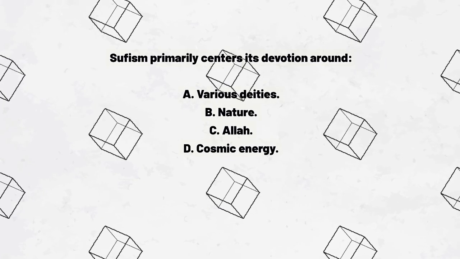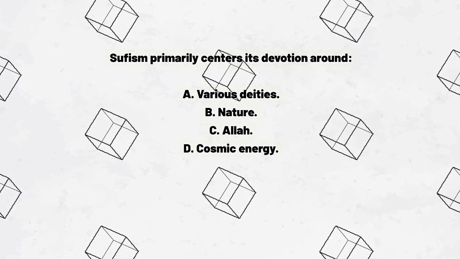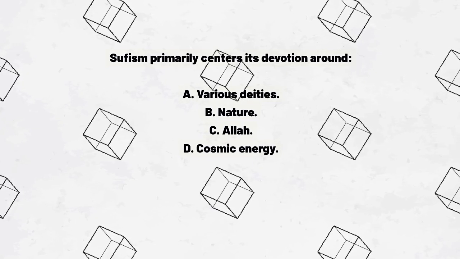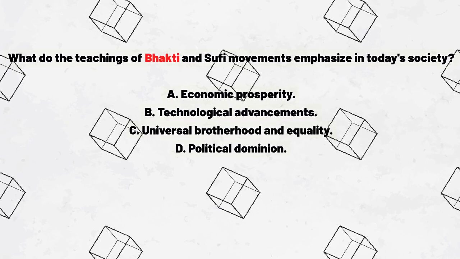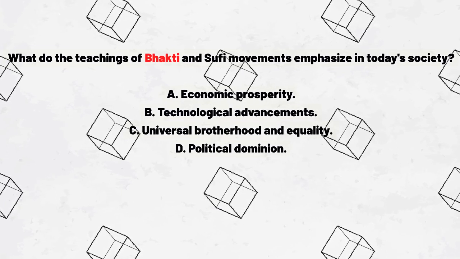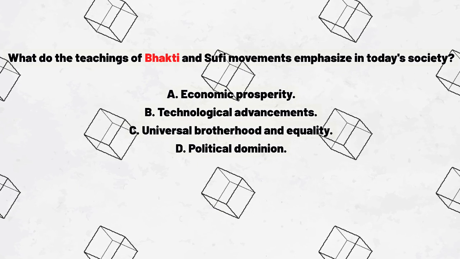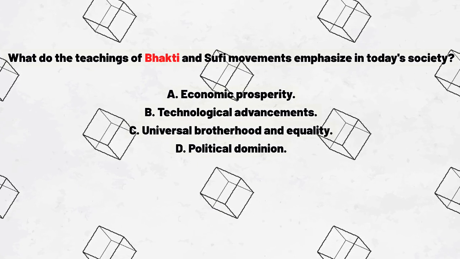Sufism primarily centers its devotion around: A. Various deities. B. Nature. C. Allah. D. Cosmic energy. Answer. C. Allah. What do the teachings of Bhakti and Sufi movements emphasize in today's society? A. Economic prosperity. B. Technological advancements. C. Universal brotherhood and equality. D.